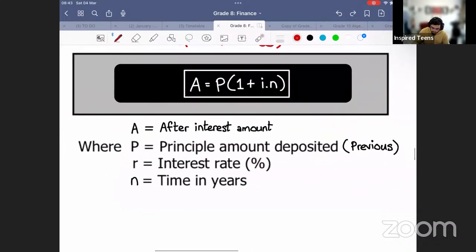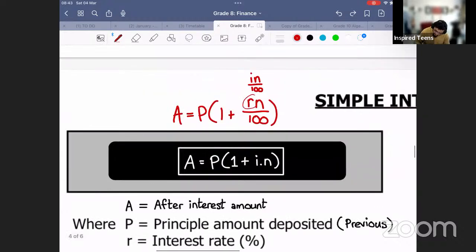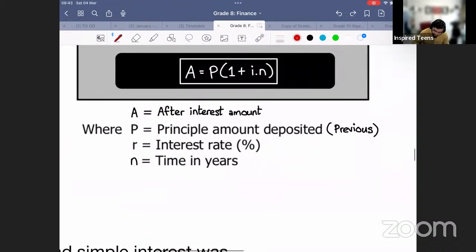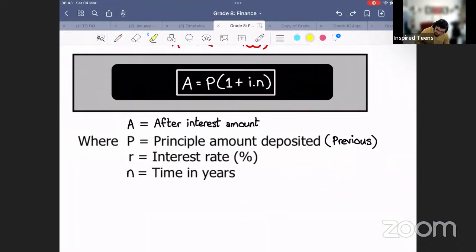A is equal to P, open brackets 1 plus I times N. Okay, again, R and I are very similar. Sometimes they refer to interest as I, sometimes as R. And if they divide it by 100, that's just them converting it to a percentage. I'll explain it when we do a question. So we have the first thing, which is A, the after-interest amount or accumulated amount, depending on how the question is phrased.